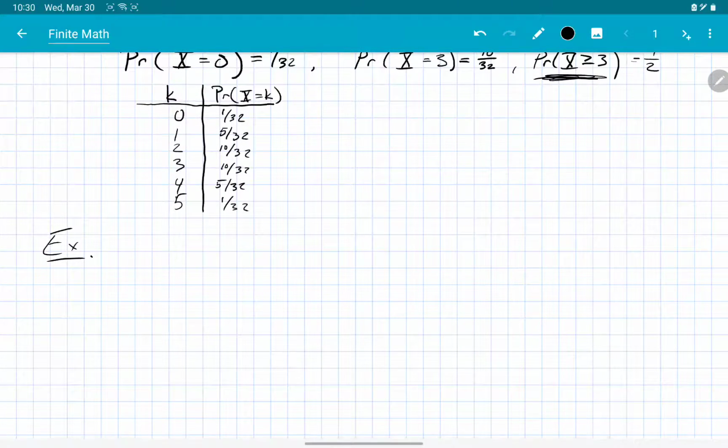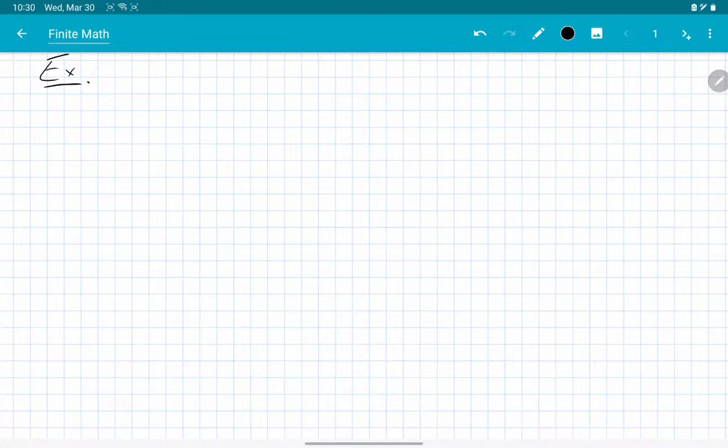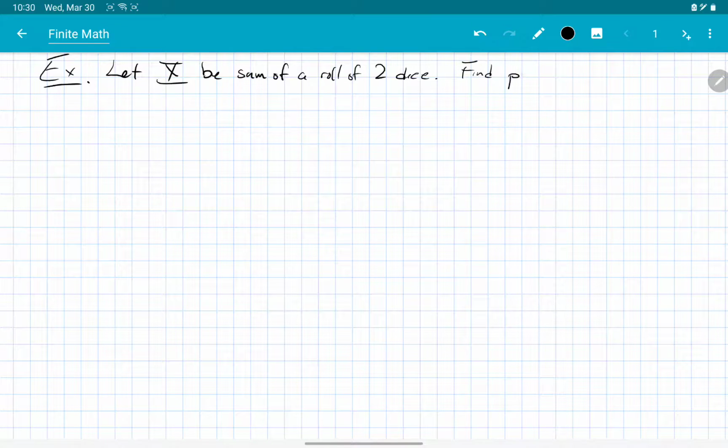Okay. Let X be the sum of a roll of 2 dice. See, I told you it's not that much more interesting. And let's find the probability distribution of the random variable X. So what we want to get is we want to get a table like this.